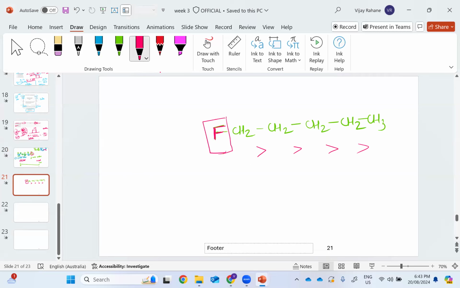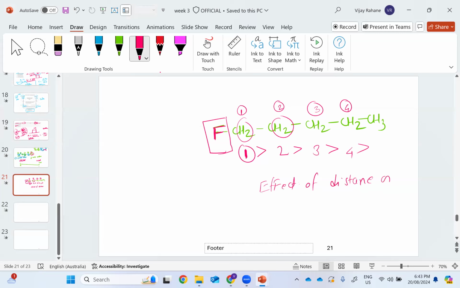So if you have the fluoro group attached, the electron withdrawing effect on this CH2 will be less as compared to this CH2. So this first CH2 will have the most electron withdrawing effect. So this will be de-shielded among the second one, then the third one, and the fourth one. So the effect of distance, right? On delta value. So here is the effect of electron withdrawing group on the delta value of the CH2 groups.